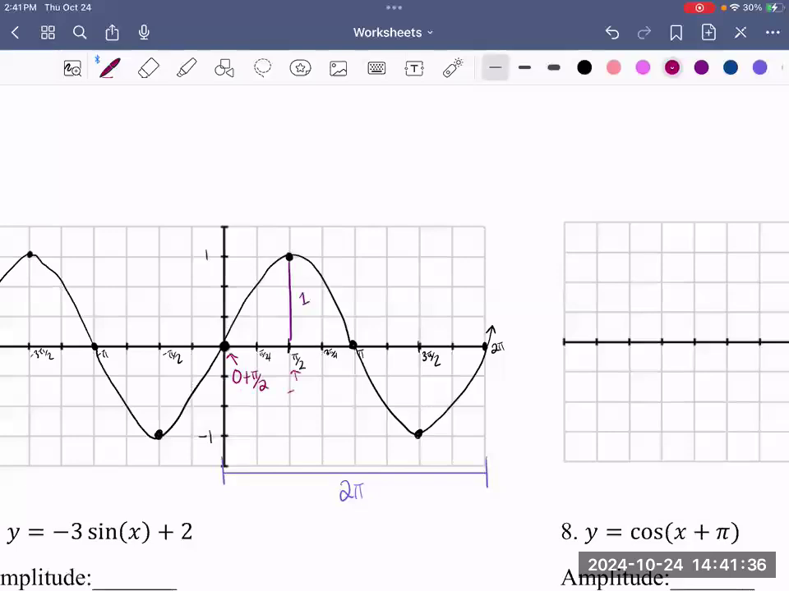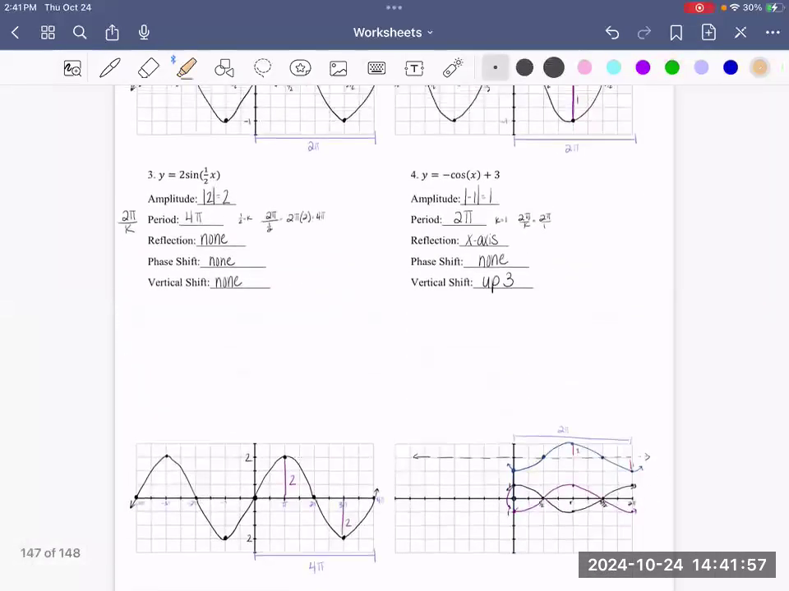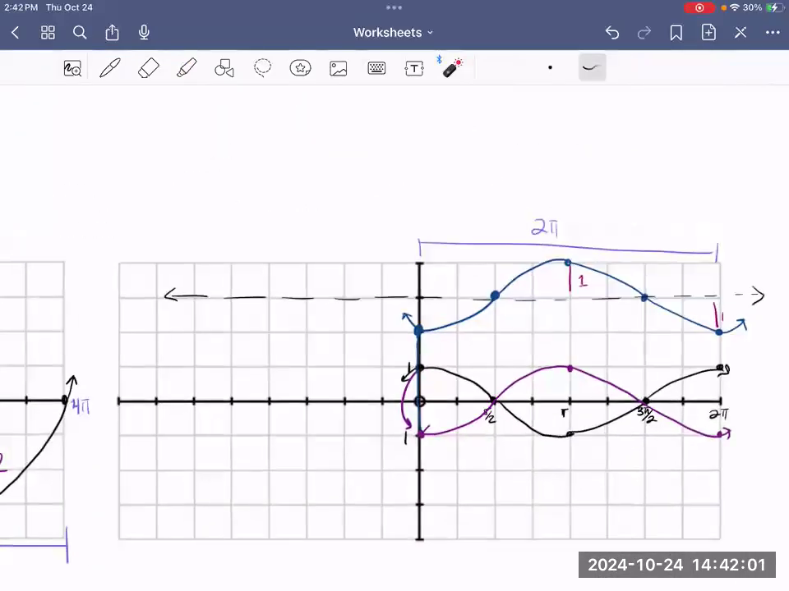At pi over 2, we'll add pi over 2. At pi, we'll add pi over 2. At 3 pi over 2, we'll add pi over 2. At 2 pi, we'll add pi over 2. Again, if it's talking about a phase shift, these are all going to be affecting your x values. Whereas if it is a vertical shift like we had here, we went up 3, it only affected your y values. Notice that your x values weren't affected.